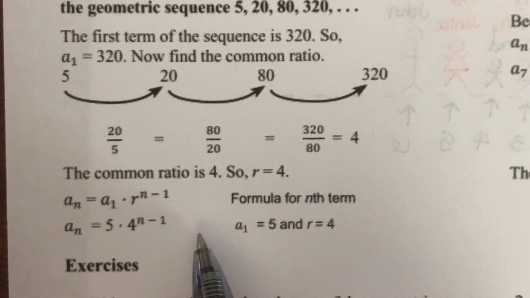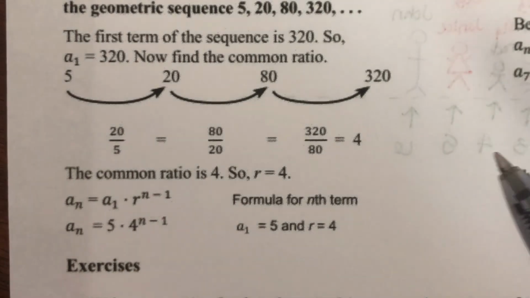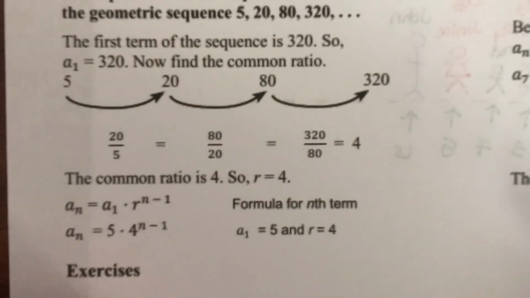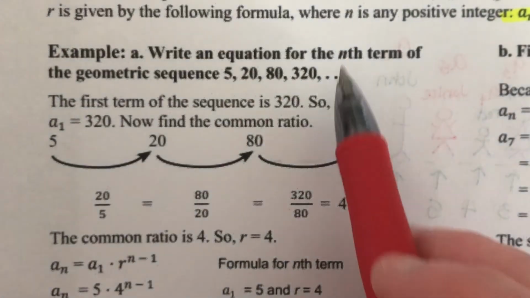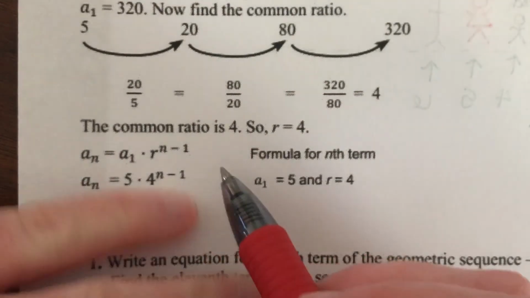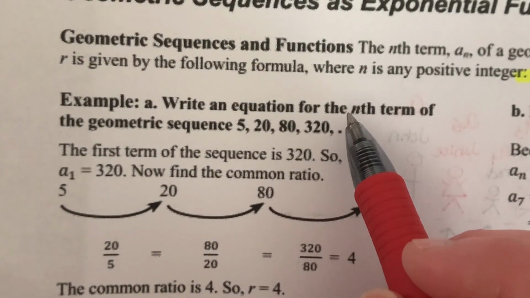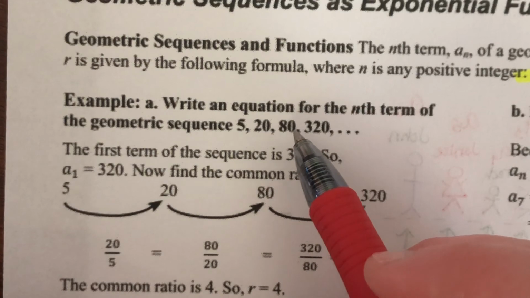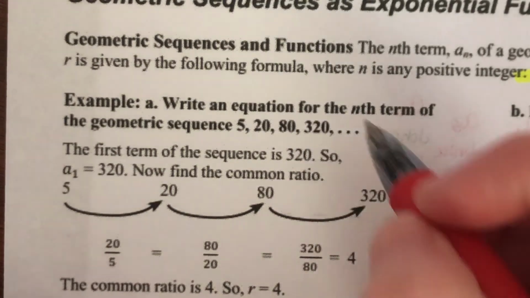Is it asking me for a certain one? It was for the nth term. Oh, this is in general, sorry. So if it asks you to find the nth term, this is like if it said find the fifth term, then you would plug a 5 in for n. If it says find the nth term, you don't know what to plug in for n. You're just coming up with a general formula.